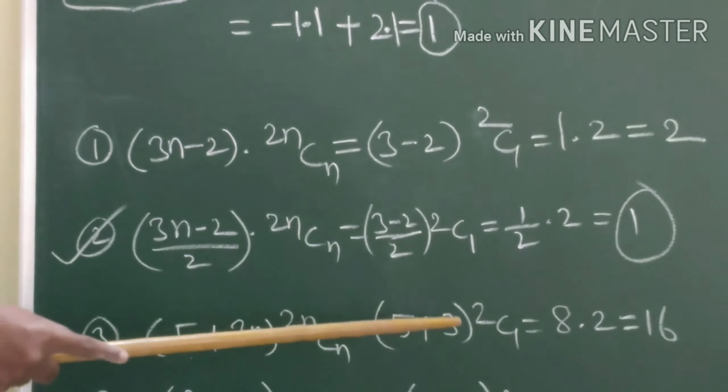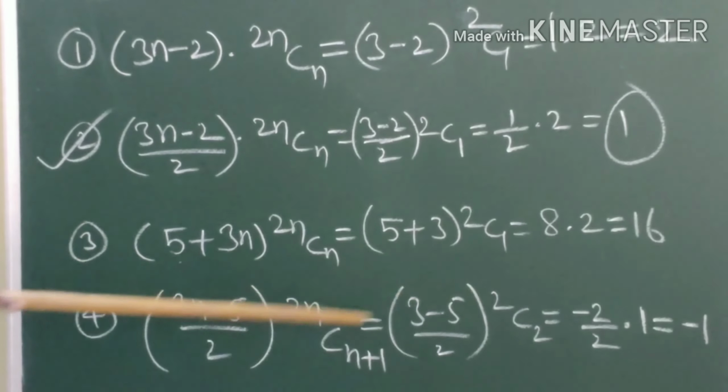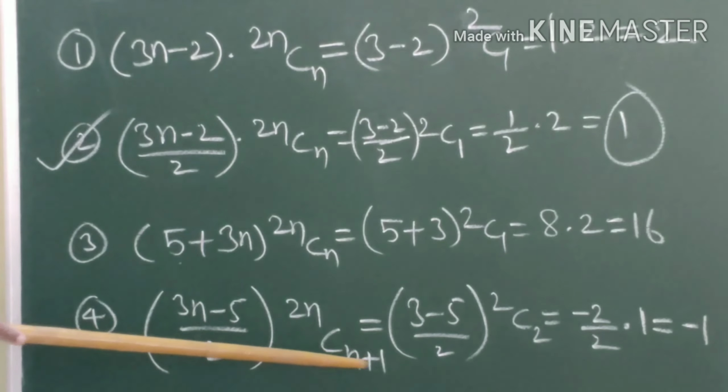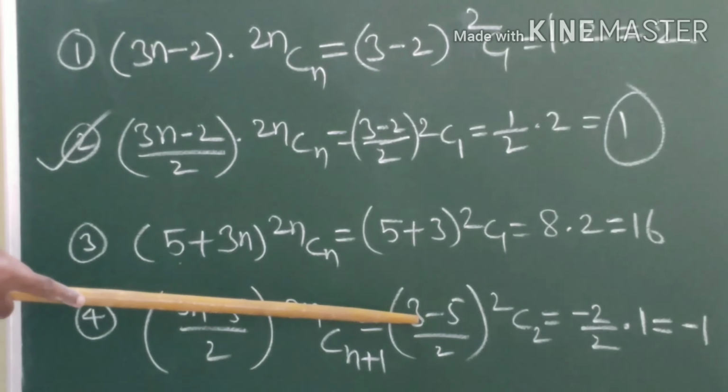Fourth one, (3n minus 5) by 2, that is 3 minus 5 by 2, into 2nC(n plus 1). 2 into 1, 2, C, n plus 1, 1 plus 1 means 2. 3 minus 5 by 2, that is minus 2 by 2, into 2C2 means 1. Here the 2s get cancelled, we get minus 1.